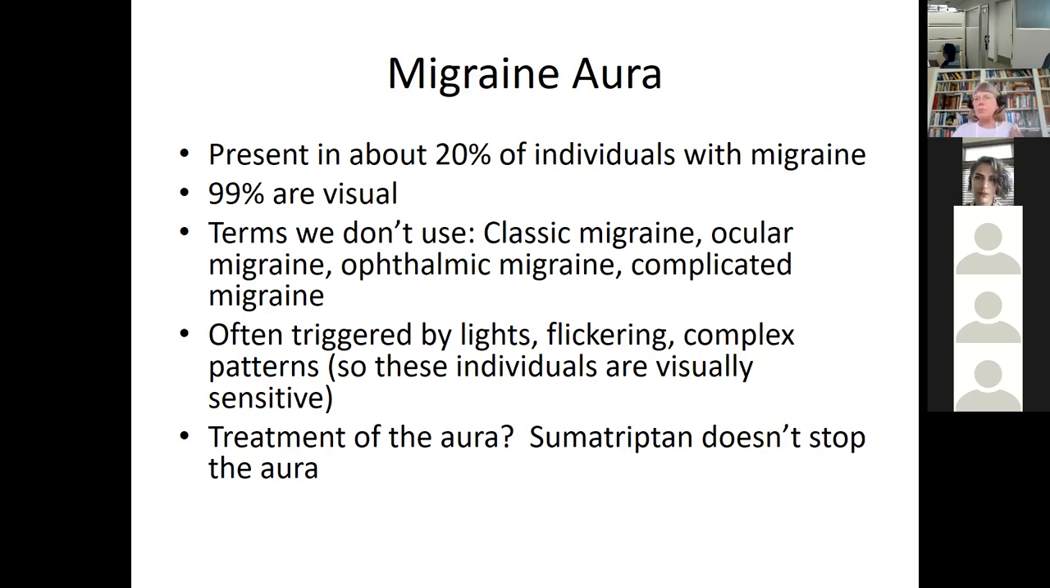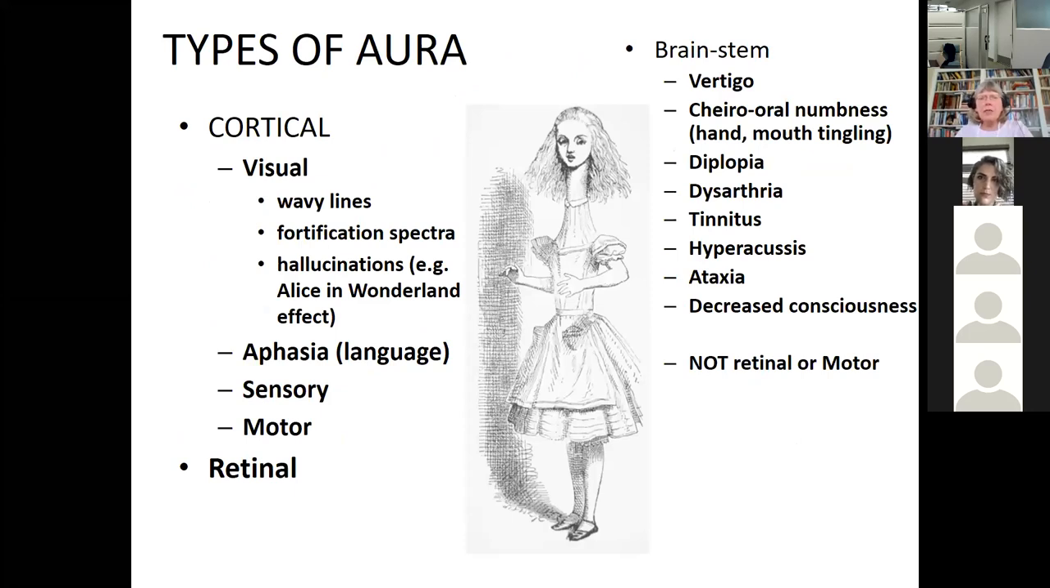Auras can be triggered by light. They can be triggered by flickering, complex patterns, because a lot of these people are extremely visually sensitive. And it's very difficult to stop the aura itself. For example, studies have been done where people get sumatriptan and it does not stop the aura, whereas it does stop the headache. Now, most of the auras, as I said, are visual.